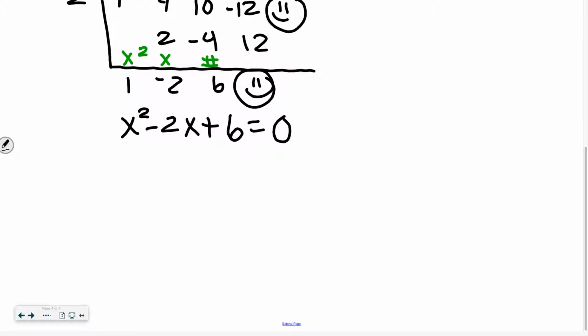So what do you do with quadratics that you can't factor? Quadratic formula.